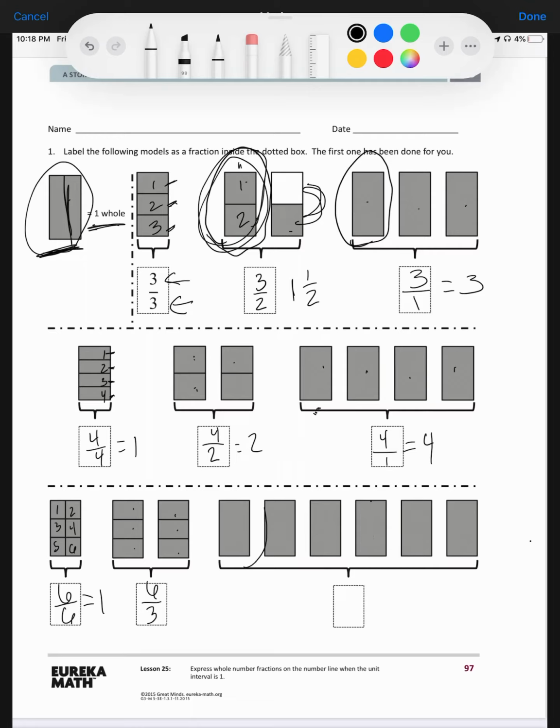Okay, so how many pieces is this first whole broken into? It's just one whole piece. How many wholes do we have? 1, 2, 3, 4, 5, 6. So that's going to be 6/1, which equals 6 wholes.